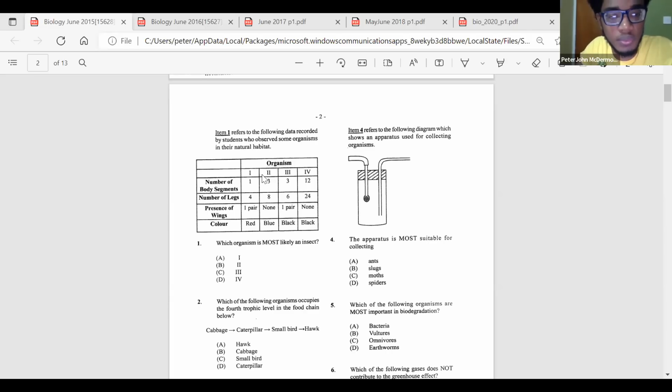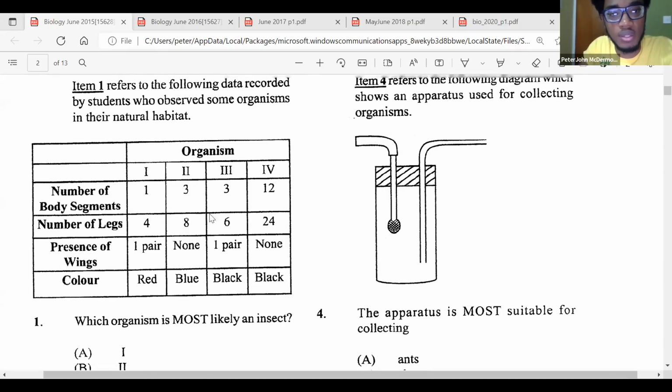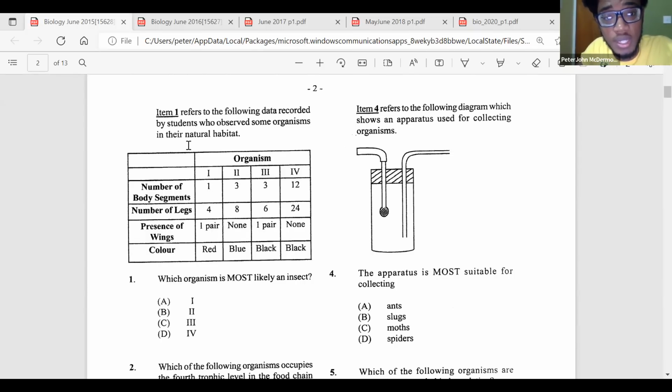All right, so to kick it off, we're gonna start with June 2015, right? And let's just get into the first question. So first question says, item 1 refers to the following data recorded by students who observe some organisms in their natural habitat. And you can see a table here with regards to the features of the organisms. And then it asks which organism is most likely an insect. So I'll give a bit of time.